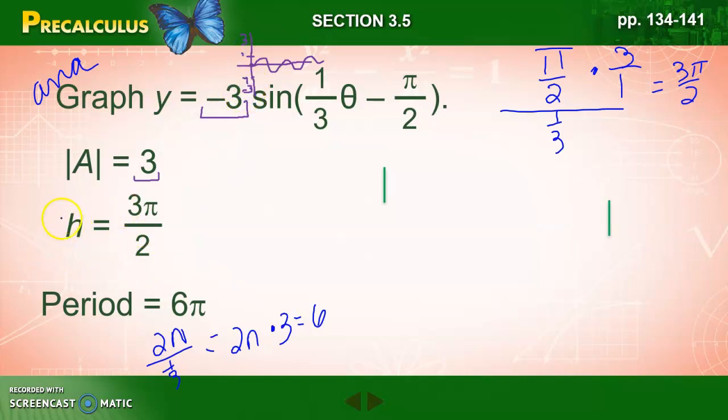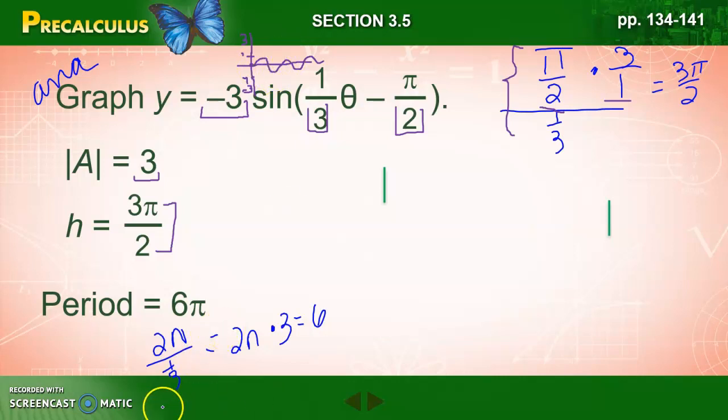All right, to determine our horizontal shift or our phase shift, going back to our previous slide, we need to take our b and divide it by our n. So here you see that math, pi over 2 divided by 1/3, which is the same as, dividing by a fraction is multiplying by the reciprocal. So pi over 2 times 3 over 1 gives us 3 pi over 2. So our phase shift will be 3 pi over 2. So instead of our sine function being 0 at 0 pi, we're going to start our sine function a little bit to the right at 3 pi over 2.